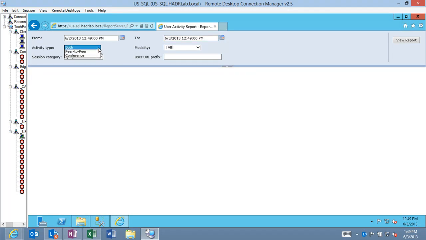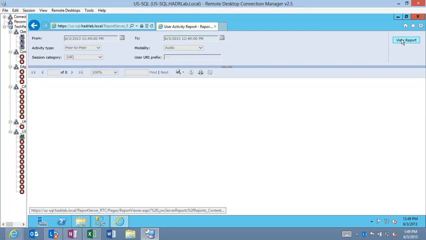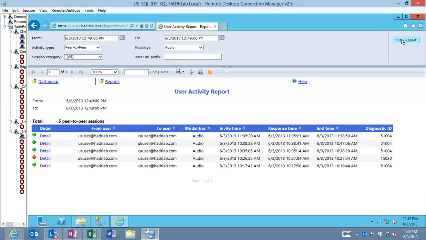I have a couple of drop-downs here that I can change. I can say I want to see activity type, peer-to-peer, or conferencing. So for right now, we're going to focus on the conferencing reports. And I'm going to change this modality drop-down to audio, because I really just want to see the peer-to-peer audio calls in my environment. So I go ahead and I click on View Report, and that comes up.